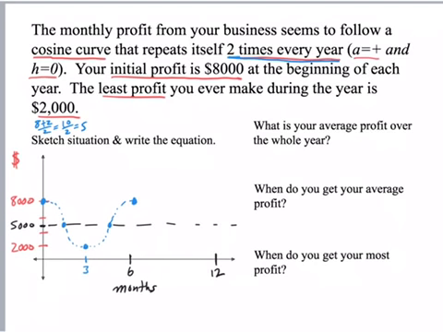Now, won't it repeat? Because there are 2 of these within a year. So let's repeat this. We're going to end at 12 at the same height. In the middle, we're going to go down to 2,000. And halfway between, we're going to hit the midline.